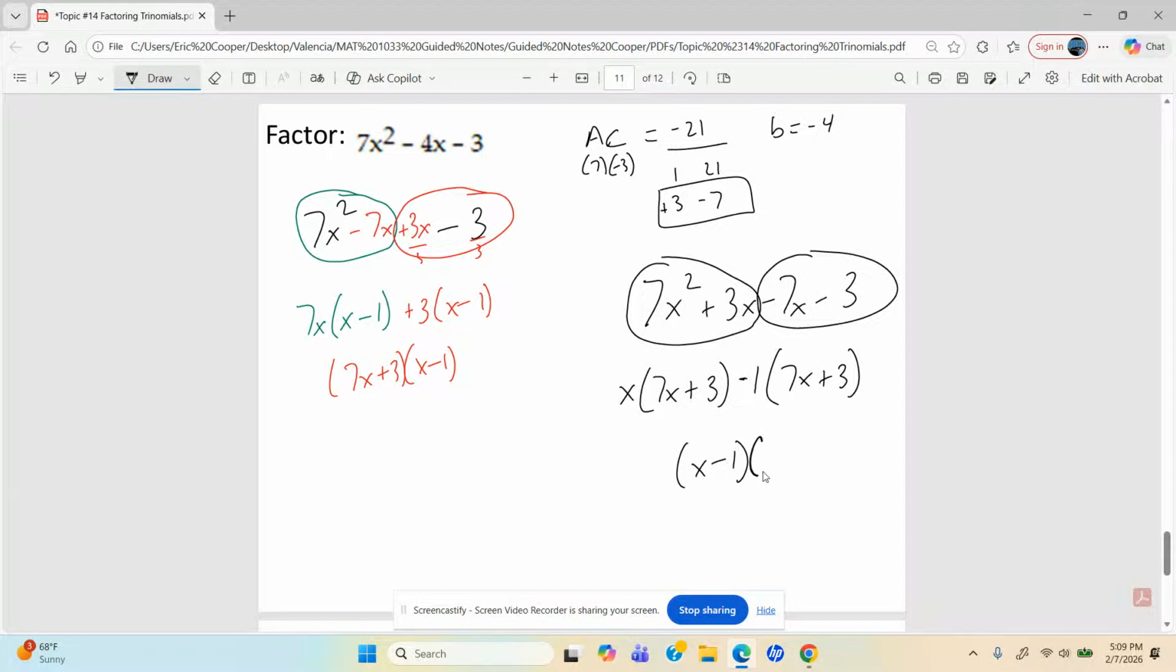So either way I do it, again, I get the same answer. But to me, I think this way might be a little bit easier just to know when you do it. So as you go to place your terms, make it make logical sense for you if you want to make the factoring a little bit easier.